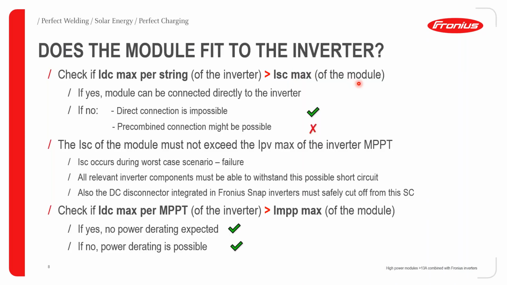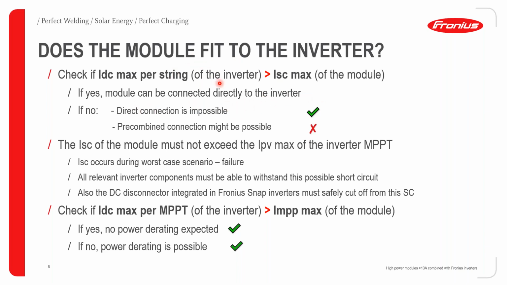So how do you then qualify a module to be used with an inverter, or a Fronius inverter for that matter? There are a few checkpoints that you should go through to decide if a certain module can be used with an inverter that you intend to install. Number one, you have to check if the max DC input current per string of the inverter is greater than the short circuit current of the module that you have. If the answer is yes, then the module can be connected directly to the inverter.